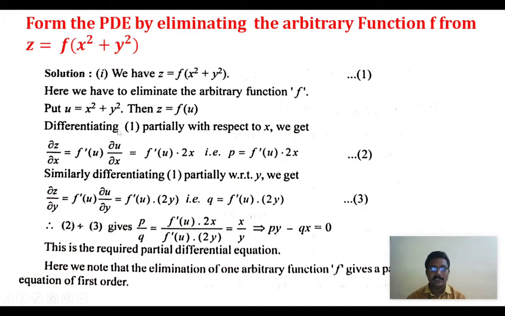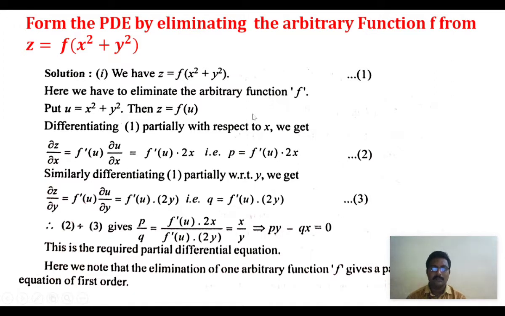Z derivative with respect to x is ∂z/∂x, that is denoted with p. The derivative of f(u) is f'(u). Now we have to differentiate u also. Its derivative is ∂u/∂x. But the ∂u/∂x value: x² derivative is 2x, y² derivative is 0. So ∂u/∂x is 2x. Thus we will have p = f'(u) · 2x. Let it be equation 2.